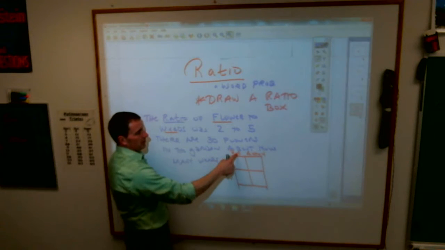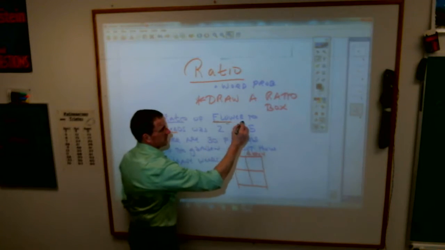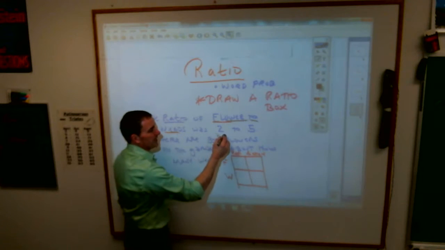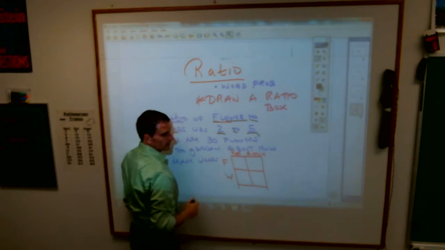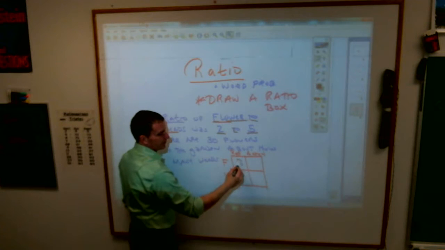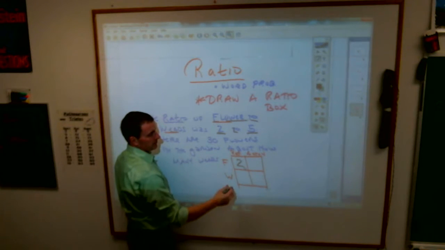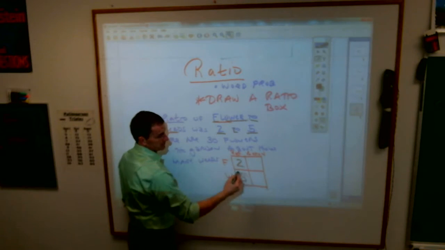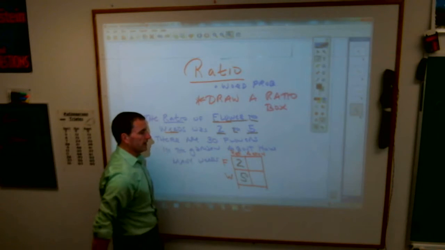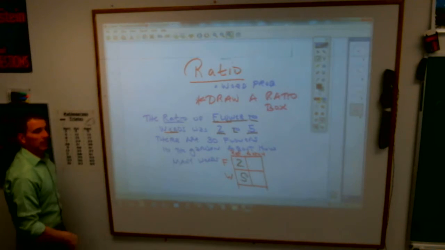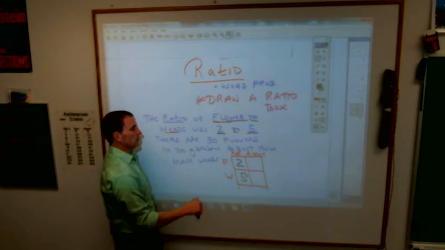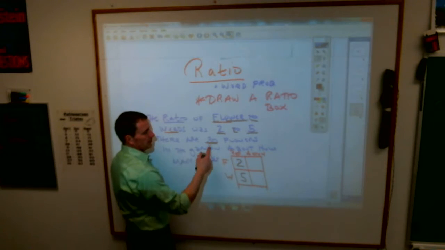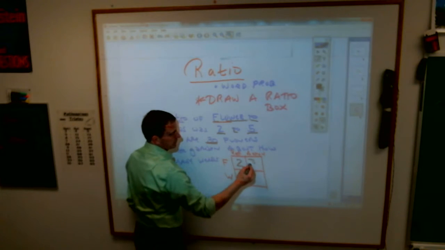In my ratio, how many flowers were there? It was flowers to weeds, so 2 flowers for every how many weeds? 5. So there's my ratio part, it's 2 to 5. The second part is what actually were there? Well, we only know one of them. We know actually there are 30 flowers. So 30 goes there.